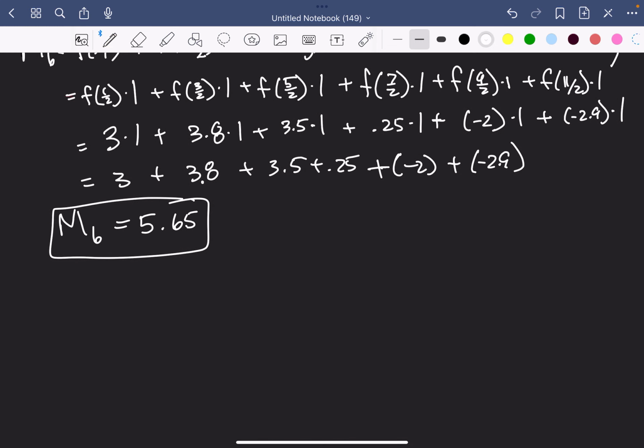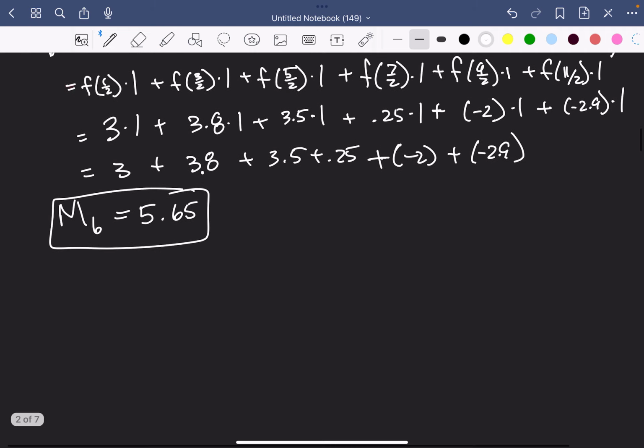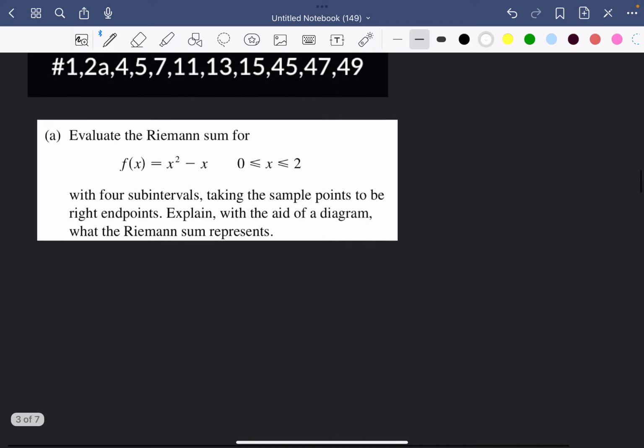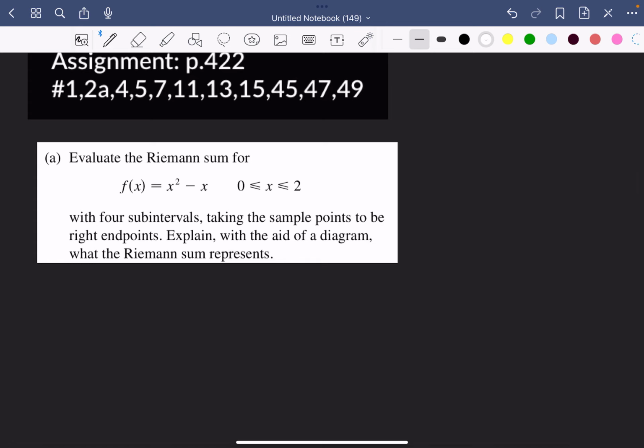All right. So this Riemann sum is the approximate area. Let's now go on to 2a. For 2a, we are evaluating this Riemann sum for this function from 0 to 2 with 4 subintervals taking the right endpoints. Explain with the aid of a diagram what this Riemann sum represents. So with the diagram, they mean they want us to draw a graph.